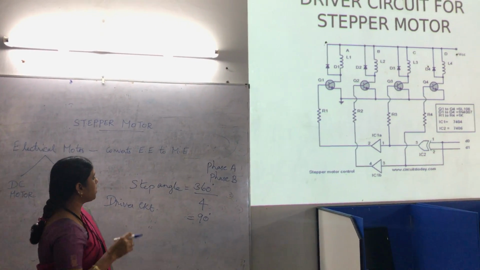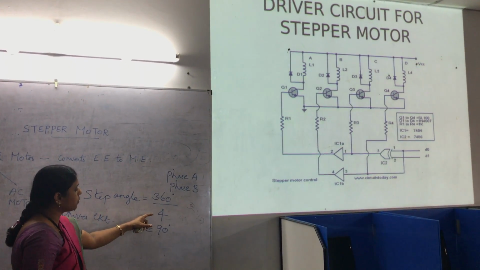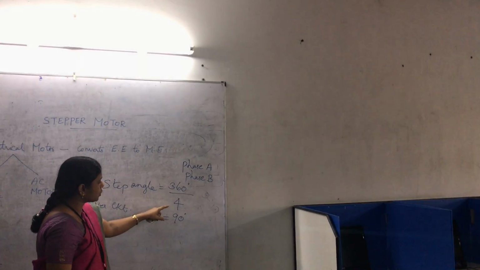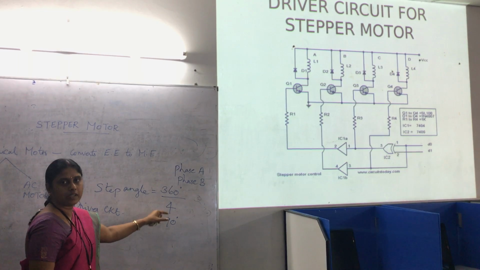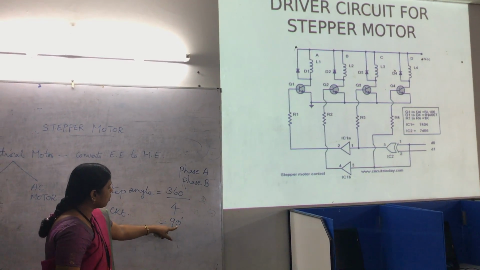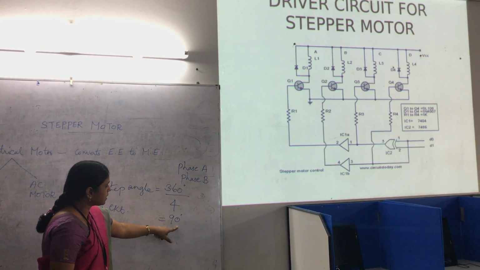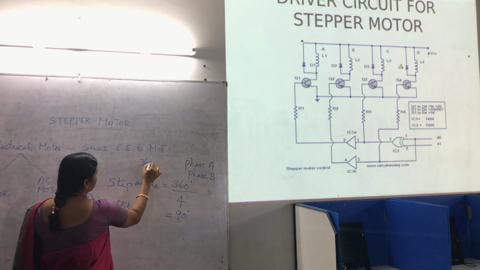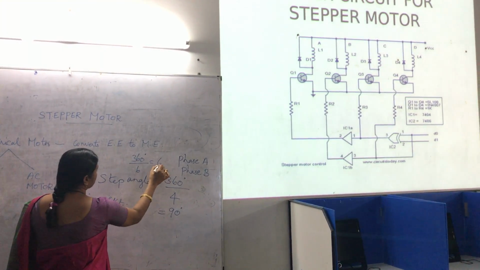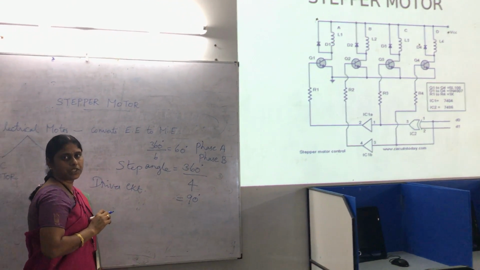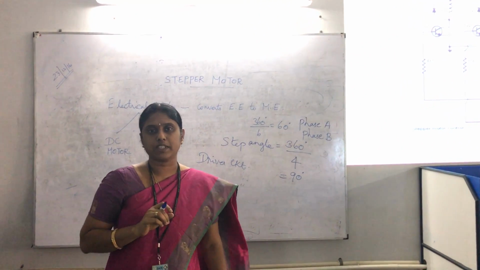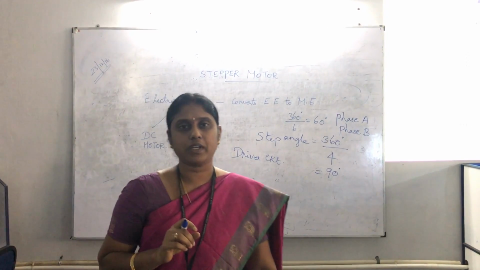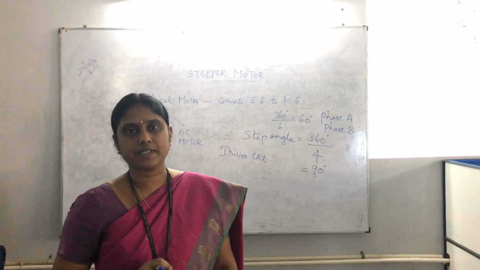We have the complete rotation divided into a number of steps, and based on that we have the angle of rotation. In this case it is 90 degrees. Suppose we change the number of steps to 6, then the step angle becomes 60 degrees. So this is how a stepper motor is operated and we can use it in various applications.